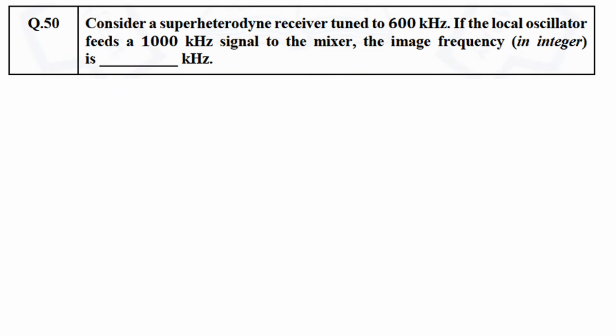Let's take one more question here from the superheterodyne receiver. Consider a superheterodyne receiver tuned to 600 kilohertz. If the local oscillator feeds a 1000 kilohertz signal to the mixer, the image frequency is asked, right? Do not confuse the image frequency and the intermediate frequency. Both are a little bit different, right?